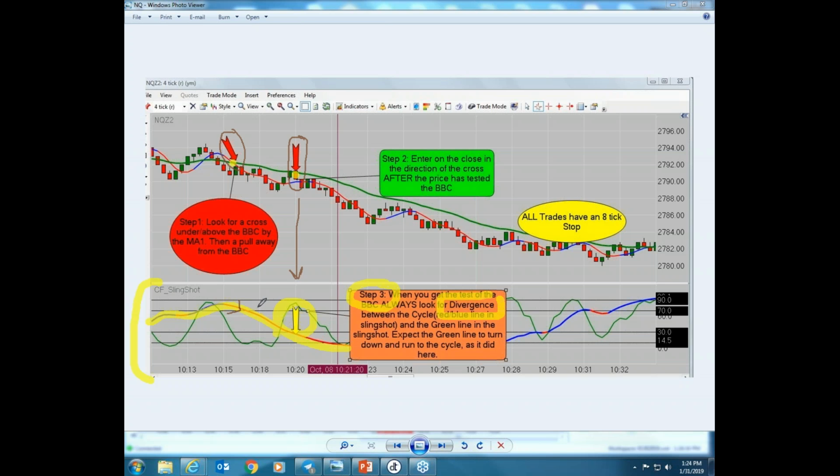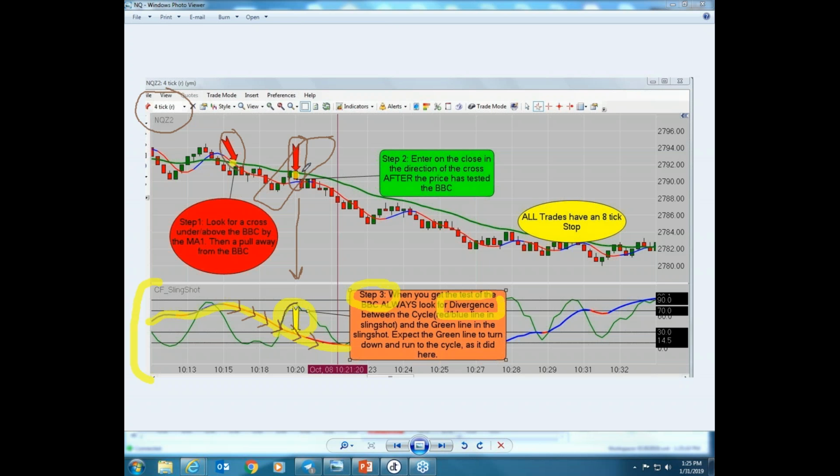What this cycle is telling you, the fact that it's red, and we like red, because we have a red MA1, and we have a red candle, a down close, is that we're in a downtrend on the four tick range. We want this to be red. This green line pulling away together with the price action going back to the BBC and failing is suggesting this is just an air pocket in this ongoing downtrend.